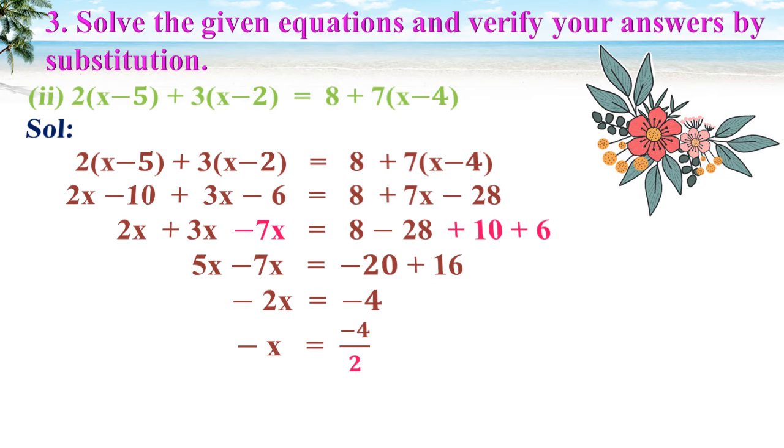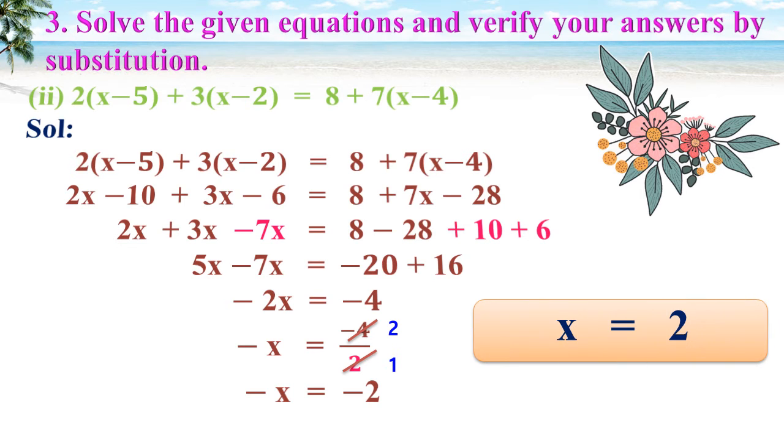Now we can cancel the common factors. 2 is the common factor. So 1 2 is 2, 2 2s are 4. Minus x is equal to minus 2. Now the minus signs cancel. The x value is 2.